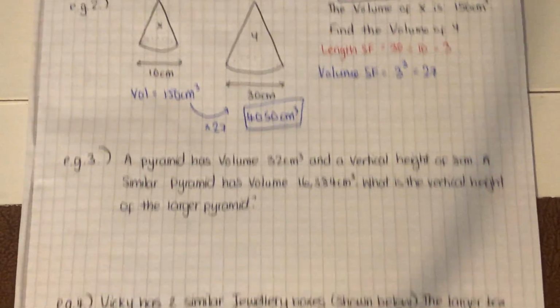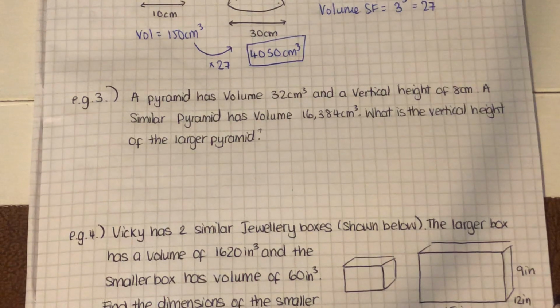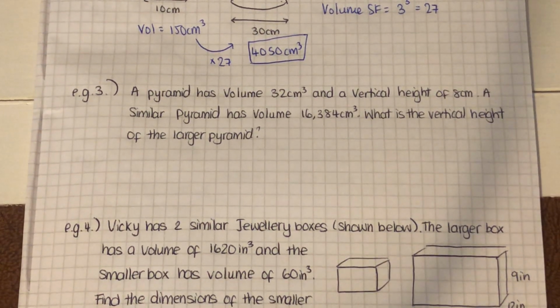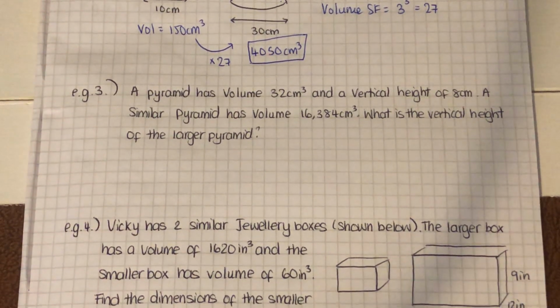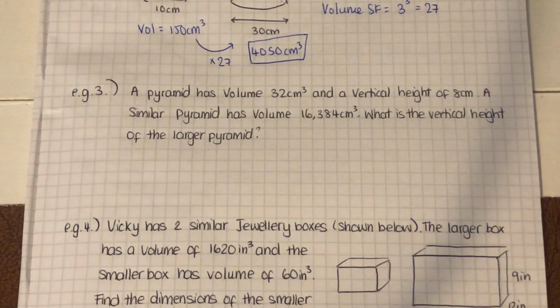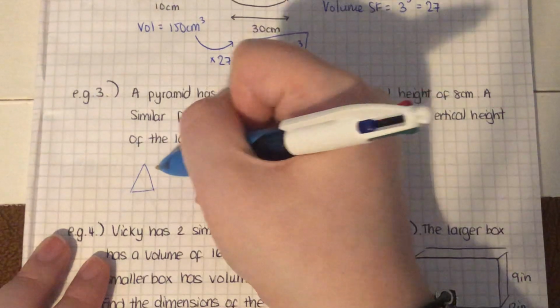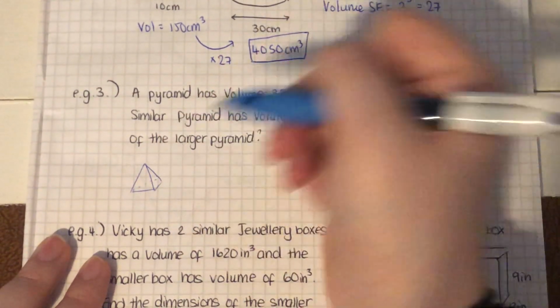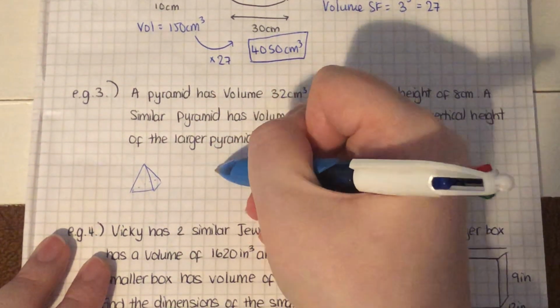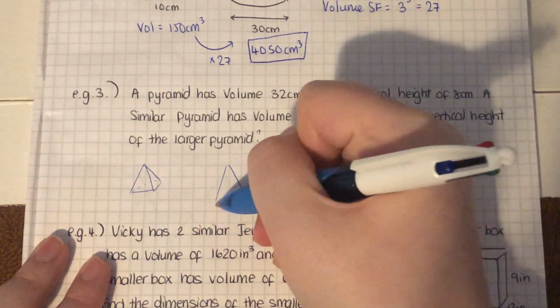So EG3. A little bit harder because there's just words. I'm going to try and attempt to draw a pyramid. I'm not sure why, but I am. It doesn't specify what type of pyramid, so I'm just going to draw a dodgy square base, triangle base, whatever one.